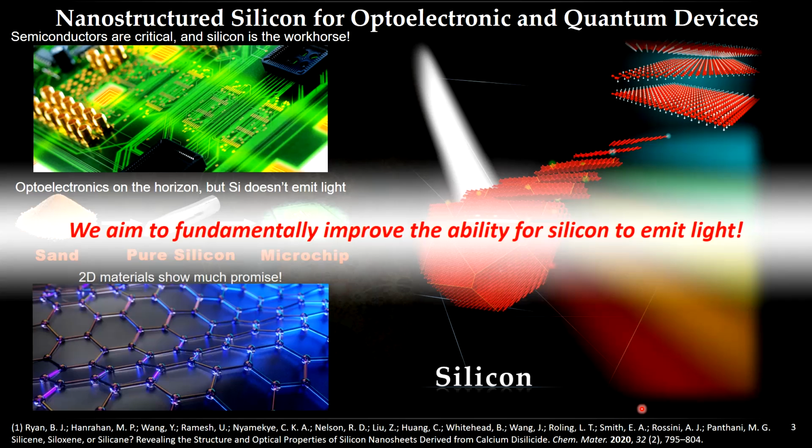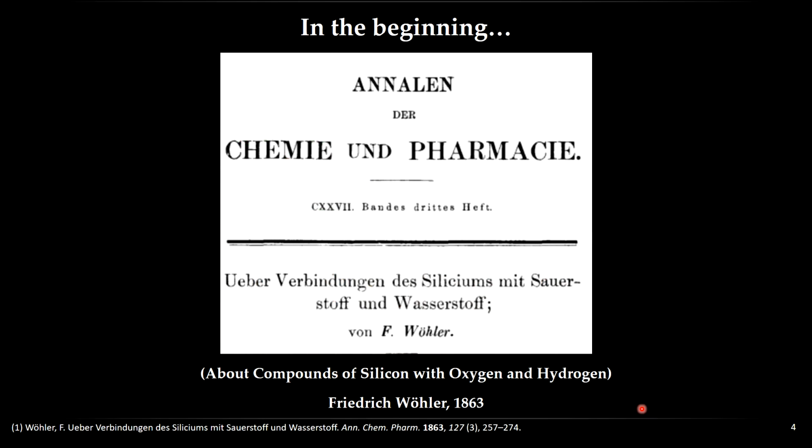And with 2D materials such as graphene and 2D lead halide perovskites on the forefront of research, an obvious direction to explore is two-dimensional silicon nanosheets. And the most natural place to start is in the beginning. In 1863, Friedrich Wöhler published a paper titled About Compounds of Silicon with Oxygen and Hydrogen. And in this paper, he was the first to describe the reaction between calcium disilicide and hydrochloric acid.